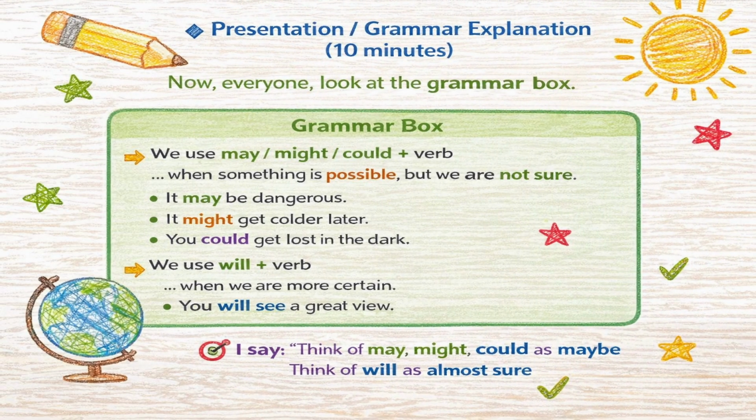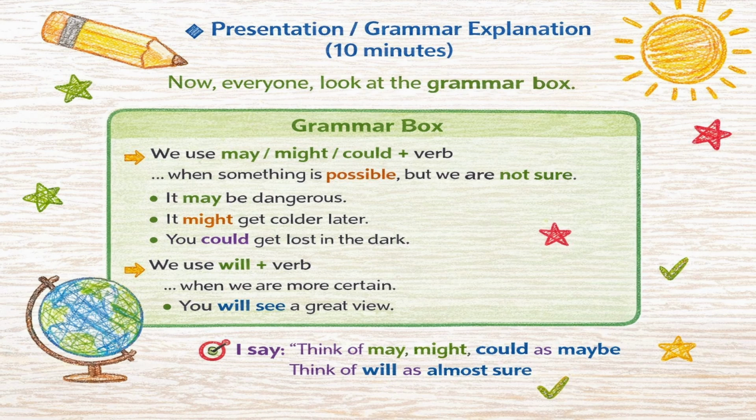Now, everyone, look at the grammar box. I explain clearly. We use may, might, could plus verb when something is possible, but we are not sure. Examples. It may be dangerous. It might get colder later. You could get lost in the dark.